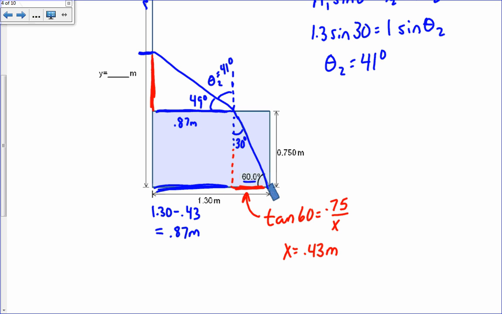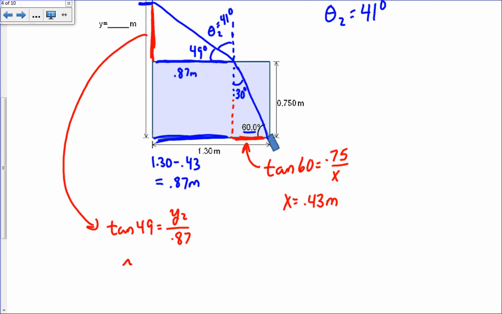Now, I can find this side. I can say that the tangent of 49 is equal to opposite over adjacent. I'll call this y2, over the adjacent, which is 0.87. And then y2 is equal to tan of 49 times 0.87, which is 1 meter.